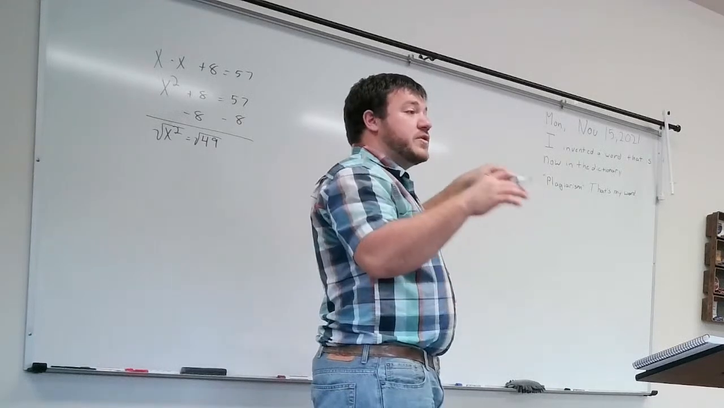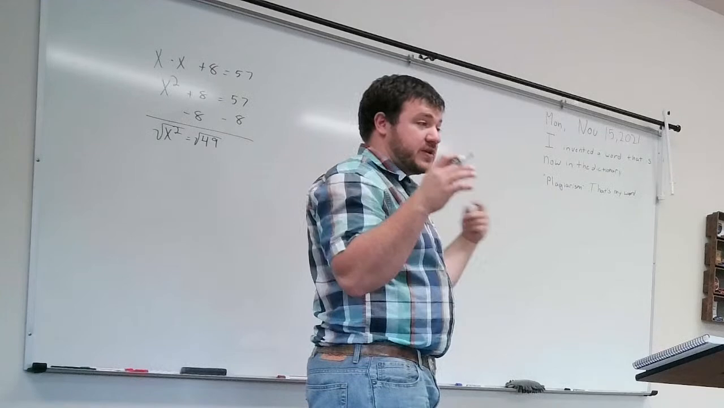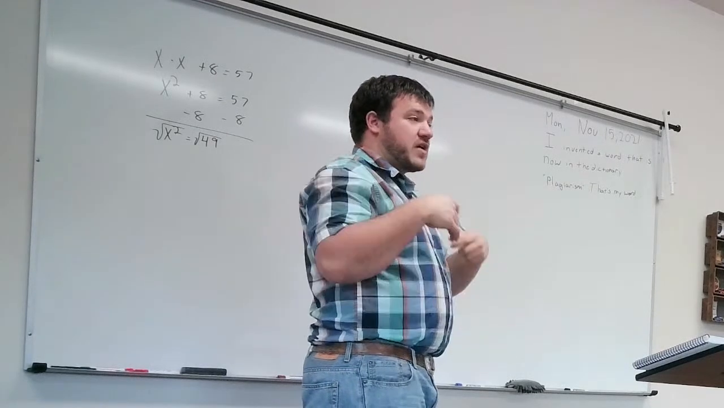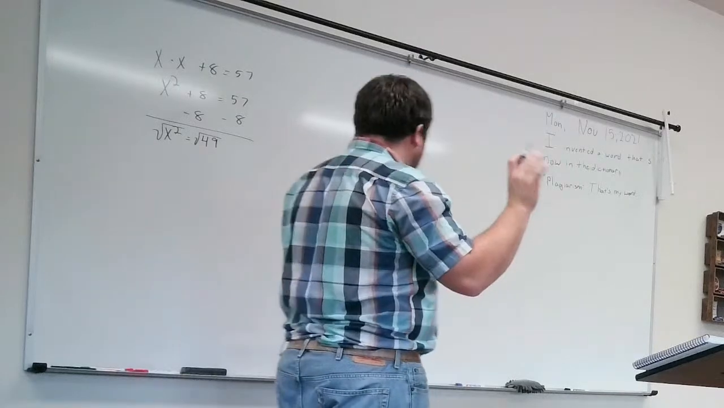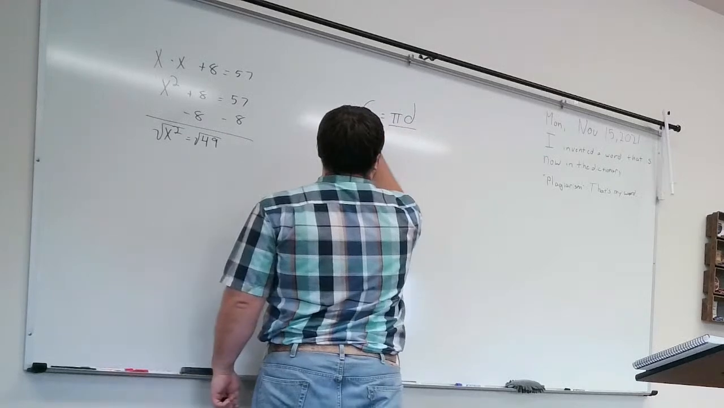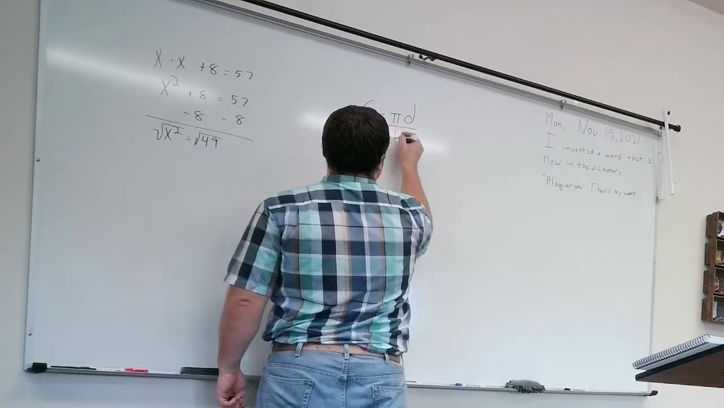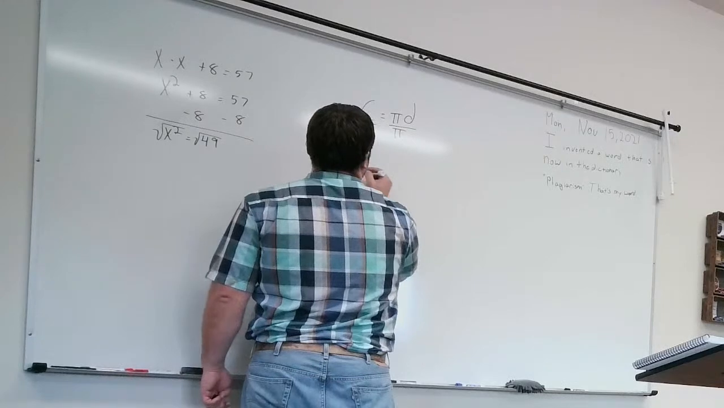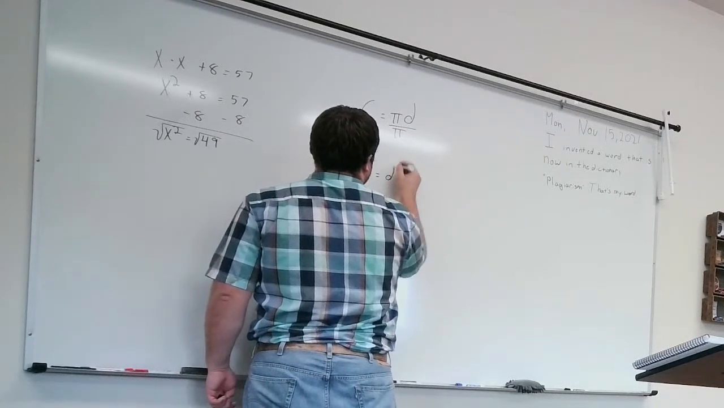So what we're going to do is get the diameter by itself. This is how solving literal equations works. So here's how we'll do that. All we'll do is divide both sides by pi. All of a sudden, we have C over pi equals d. D is all by itself.